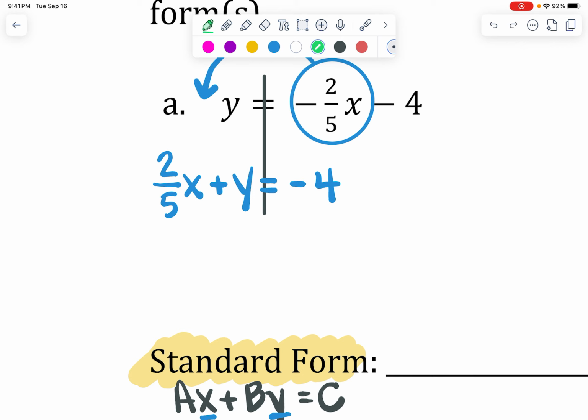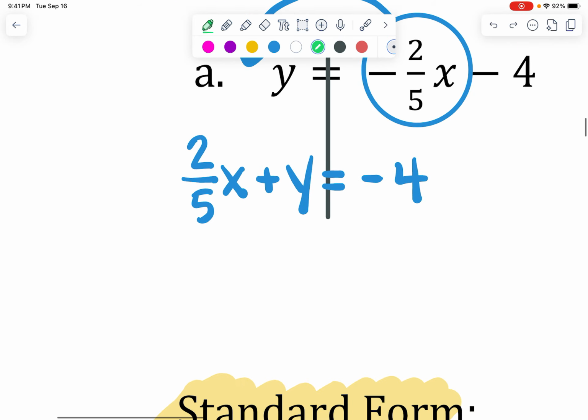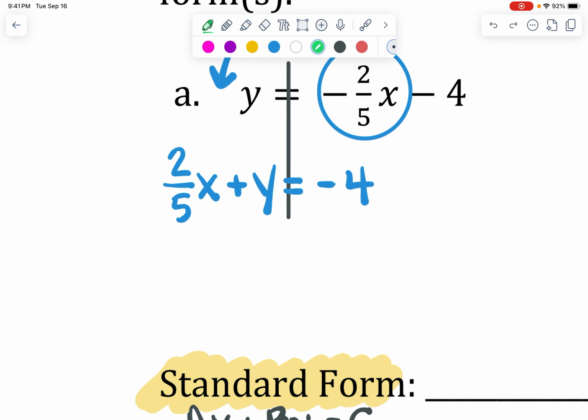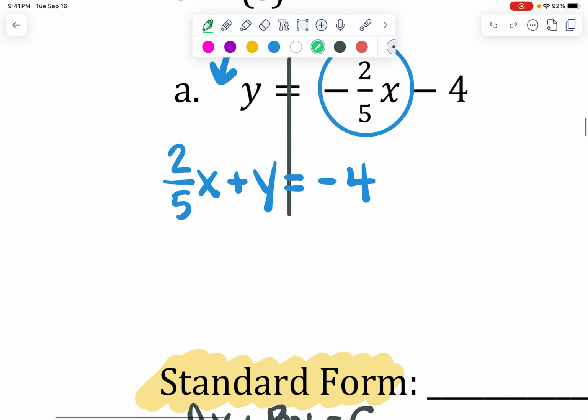But I cannot have any fractions, which means I need to fix my fractions, which means I need to get rid of the divide by 5. And how do we get rid of a divide by 5? We multiply every term by 5. You can't just cherry pick which terms you want to multiply by 5. Everybody has to get it, or else you're changing the linear equation to some totally other different line.